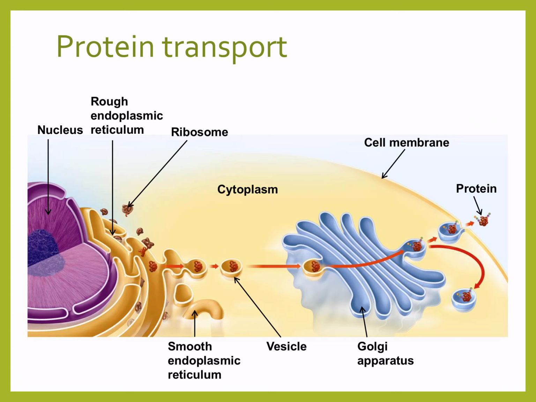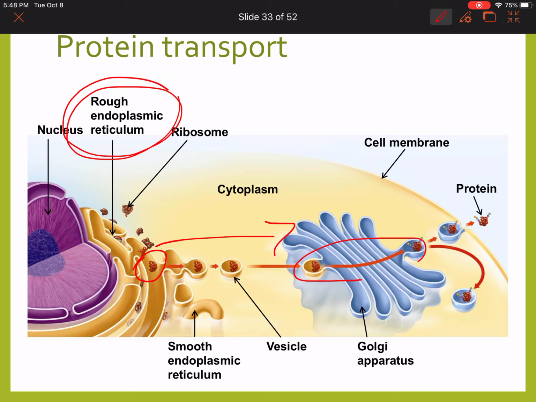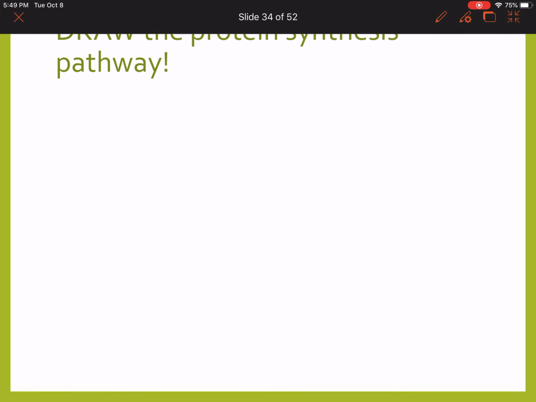Okay, so here's a nice picture. This comes straight out of your book, and you can see all the parts we've talked about. The rough ER, making the proteins, traveling to the Golgi where they get modified, and then leaving, bye-bye, leaving the cell. Okay? Now, you're going to have to draw these for your book. You don't have to put them all on the same page. You can divvy it up. One page is rough ER, one page is smooth ER.